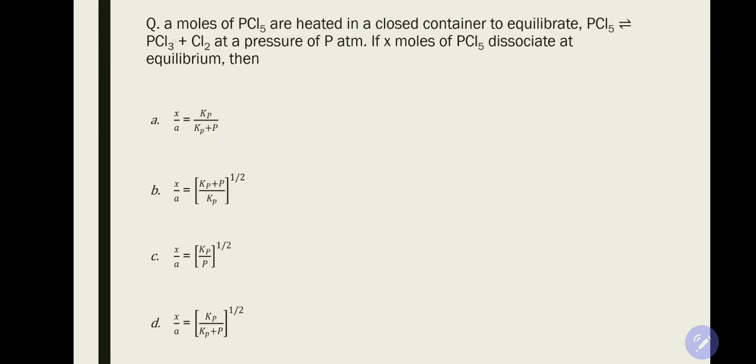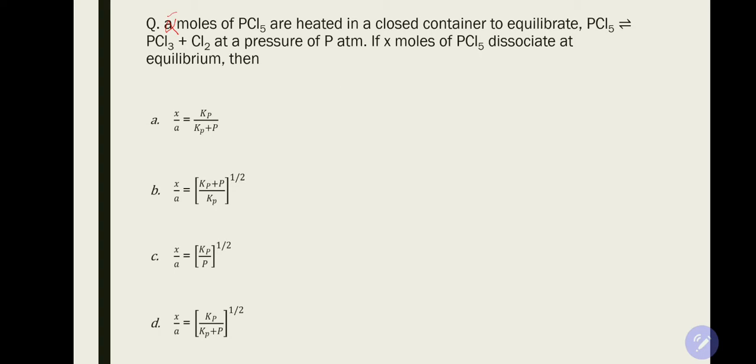Here the question is: alpha moles of PCl5 are heated in a closed container to equilibrate. PCl5 gives PCl3 plus Cl2 at a pressure of P atmosphere. If x mole of PCl5 dissociates at equilibrium, you have to find the value of alpha, that is the degree of dissociation. Alpha here is nothing but the degree of dissociation.